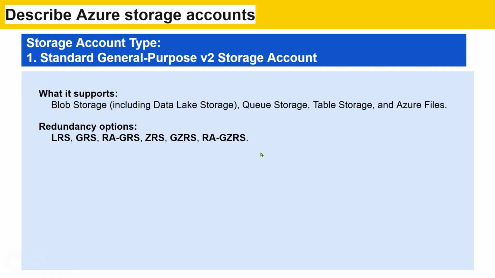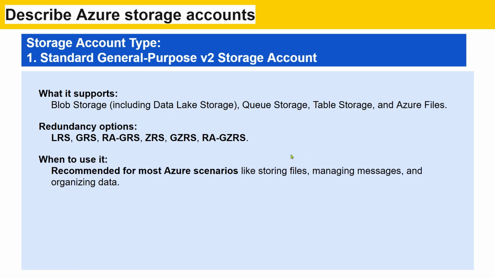These are the supported types. For redundancy, you get all the different options: locally redundant storage, geo redundant storage, read access geo redundant storage, zone redundant storage, geo zone redundant storage, and read access geo zone redundant storage. When to use it? It is recommended for most Azure scenarios, like storing files, managing messages, and organizing data. For most businesses, this should work.